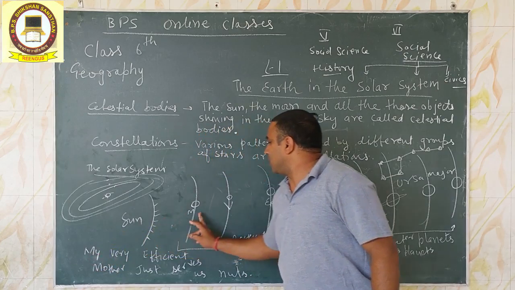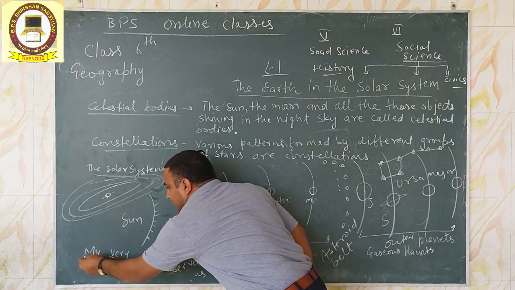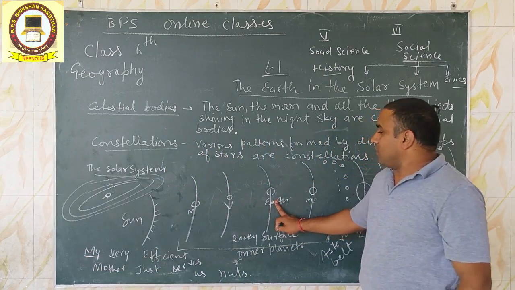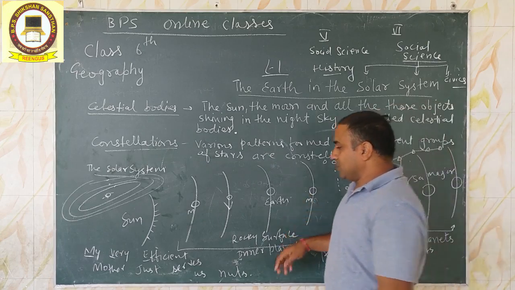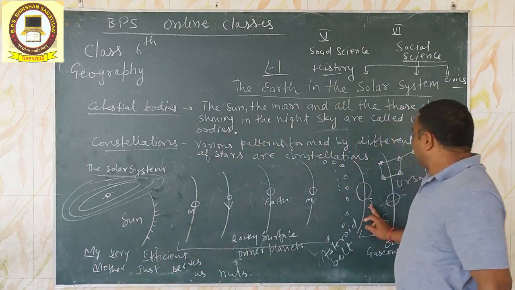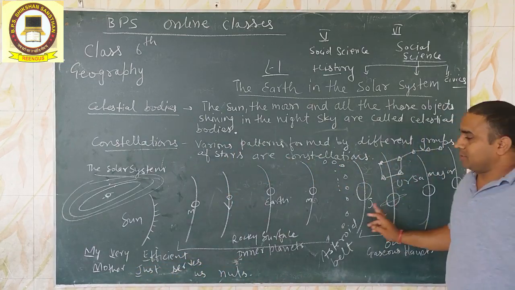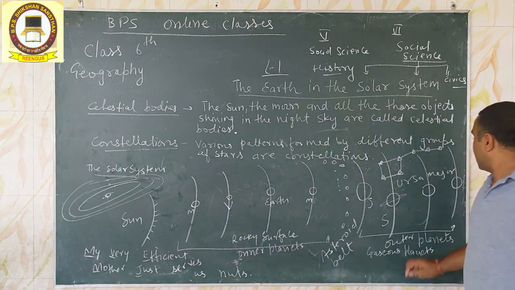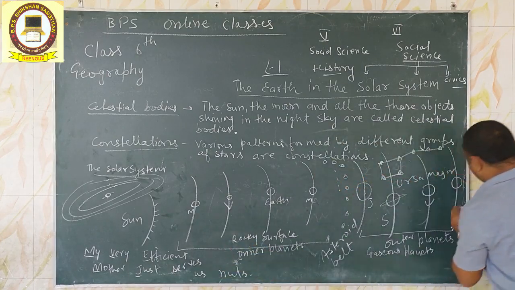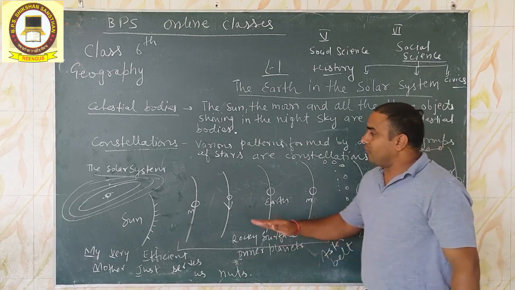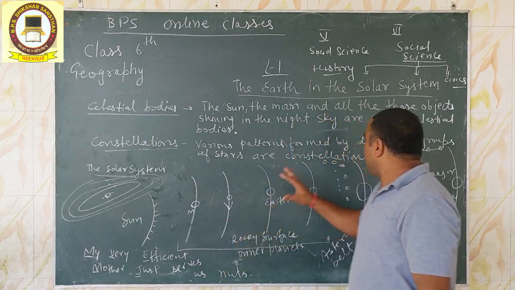M for Mercury, my. V for Venus, very. E for Earth, efficient. M for Mars, mother. J for Jupiter, just. S for Saturn, serves. U for Uranus, us, and N for Neptune, nuts. So we can all learn all the planets easily through this sentence.